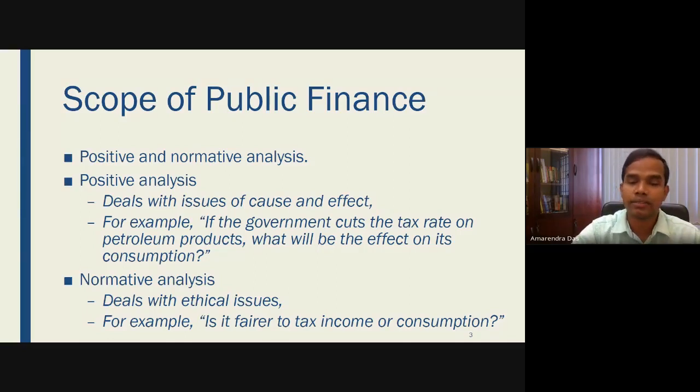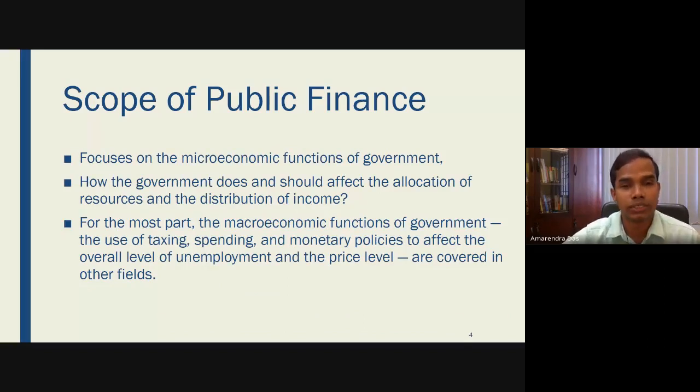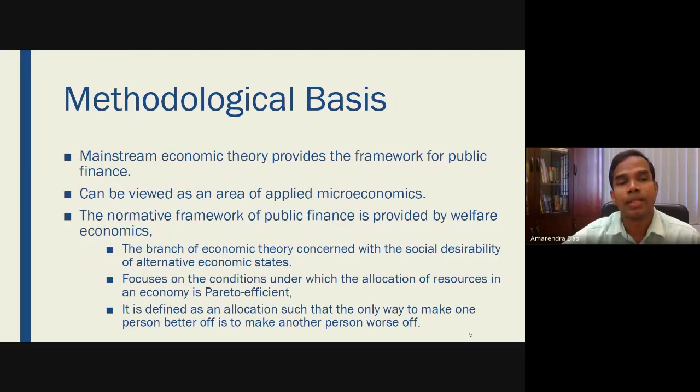Then we gave examples, and we also discussed that public economics uses microeconomic principles to study the behavior of the government. It also studies macroeconomic functions like taxation, spending, and monetary policies. We also discussed the methodological basis, and how it is considered applied microeconomics, and it discusses the social desirability of alternative states.